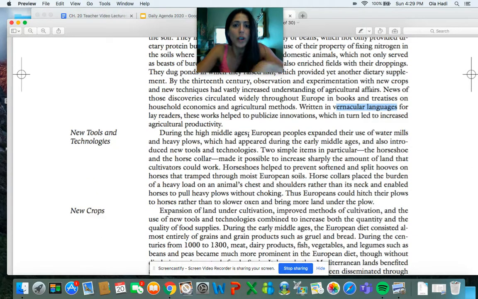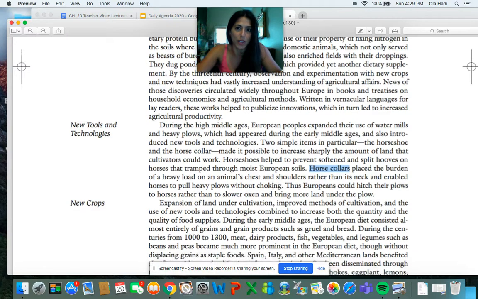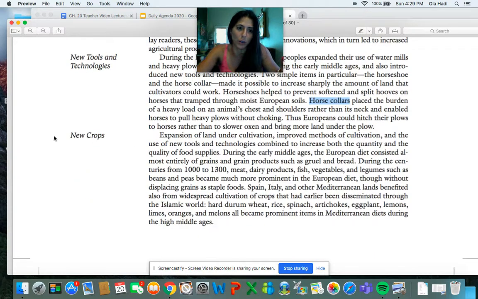New tools. So you have some old tools. You should know which ones are old, which ones are new, in case you get asked a change and continuity question on the AP test. Some of the technologies are old. For example, water mills and heavy plows are from the early post-classical period. And then you have new things like horseshoes and horse collars, which made it easier to farm using a horse instead of slower oxen. So it's going to improve agricultural production.